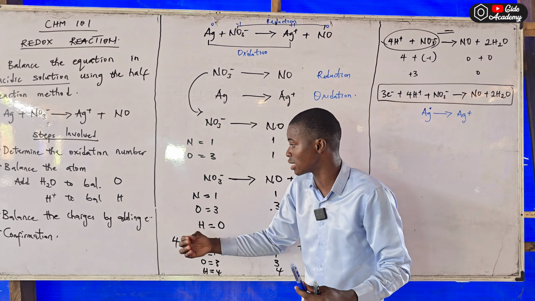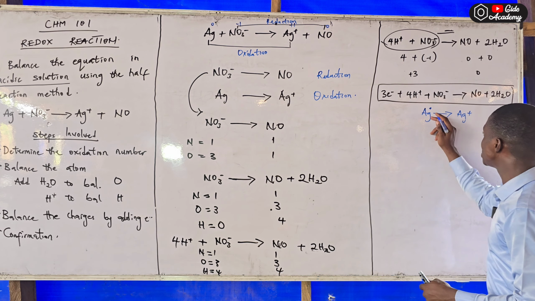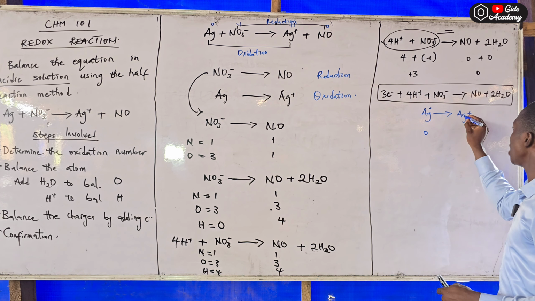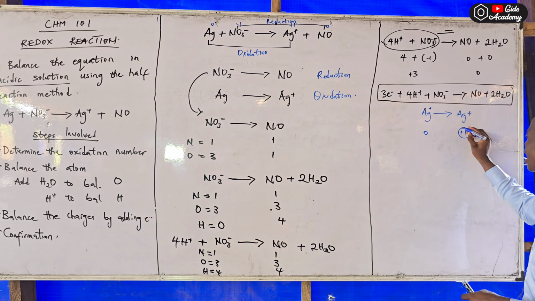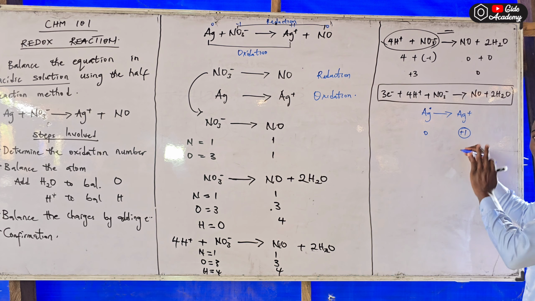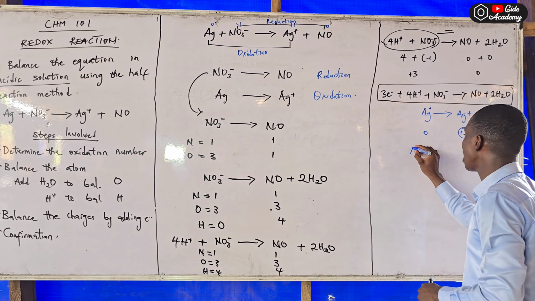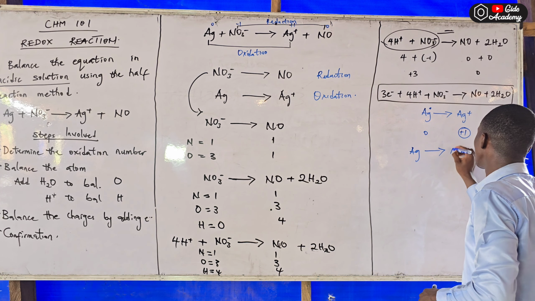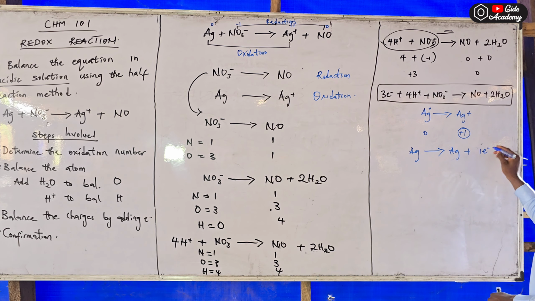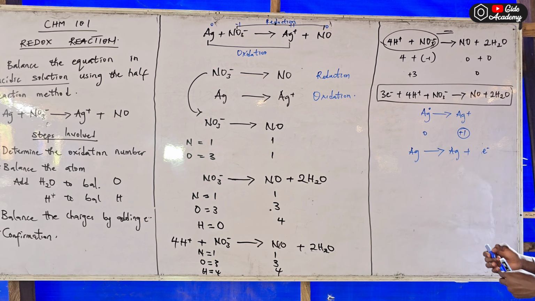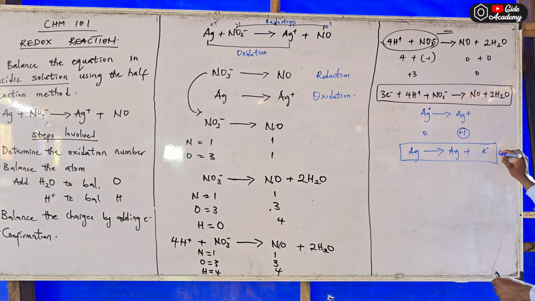And how do we balance the charge? Remember, by adding what? Electron. What is the oxidation number here? Is 0. What about the oxidation number here? Is +1. That is to say, we have to add one electron to this other side. This one I've given out one electron already, so we have to add one electron to make this side balance. So we have Ag to give us Ag+ plus 1 electron. It is wrong for you to write one electron like this, just write plus electron. So this is the balanced chemical equation for the oxidation.